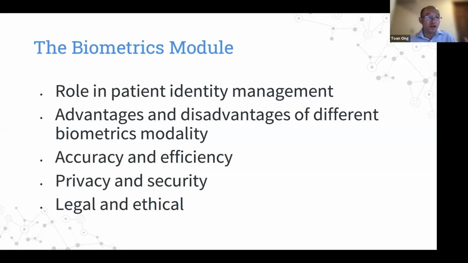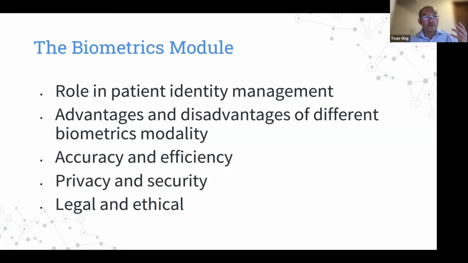But there are other considerations, such as people who lack fingerprints or have the skin on their fingertips damaged and things like that. But in general, biometrics information is usually reliable and consistent over time, so it has a unique advantage in patient identity management.